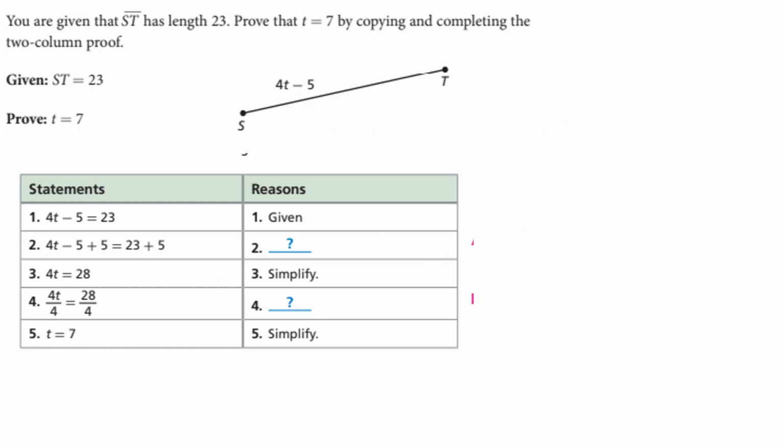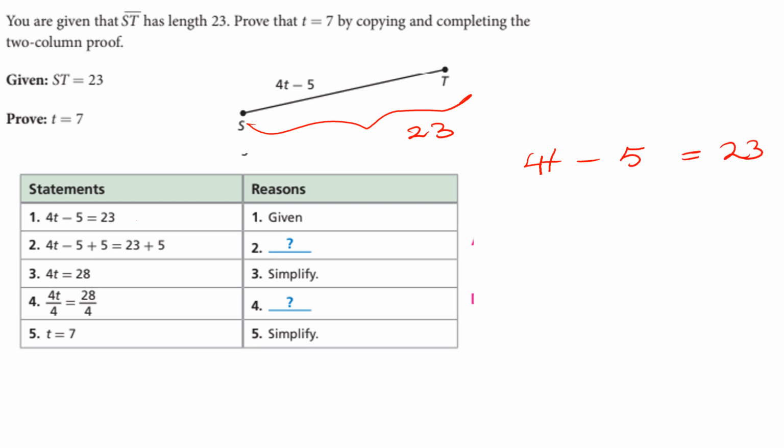Try to solve this question again. So ST has a length of 23. Prove that t equals 7 by copying and completing the two-column proof, and ST is 4t minus 5, which is the whole thing equal to 23. So what is given? That 4t minus 5 equals 23. It is given in the question. Now let me write over here 4t minus 5 equals 23.